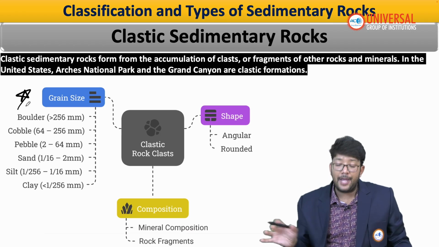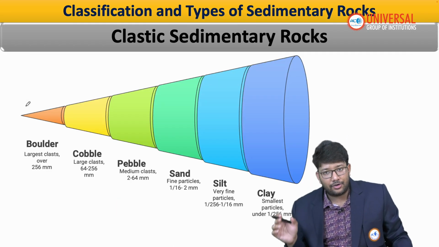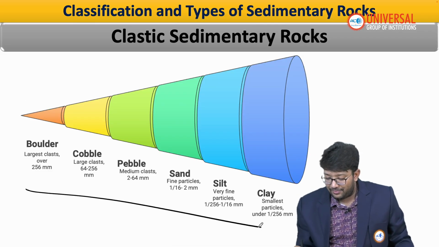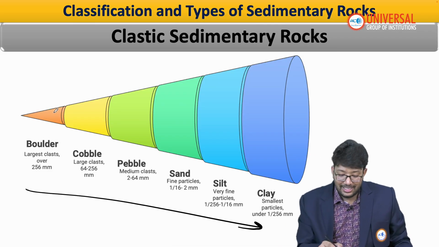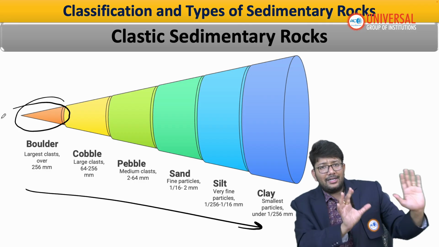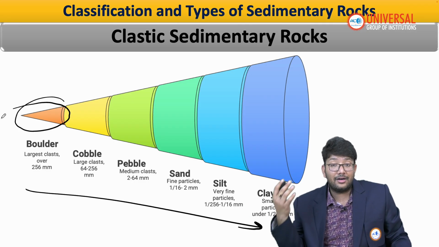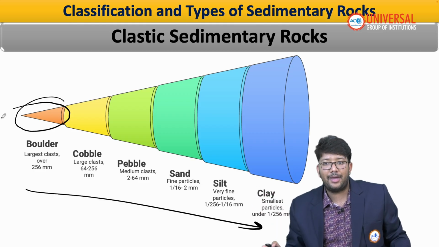The shape of clastic sedimentary rocks can be either angular or rounded. Okay, so I've given you this one. Now the thing is that boulders are fewer, that's why they are in the last, and the clay is more in number, more in quantity. So we have taken the chart like this only.